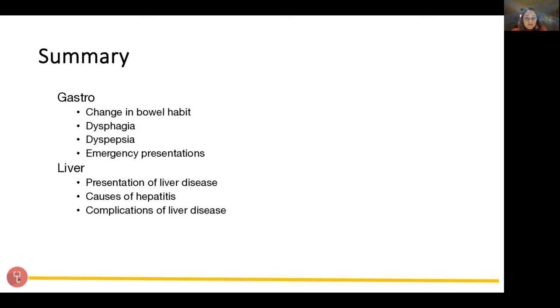And that brings our presentation to a close. So thank you for listening. The first part of the talk was on gastroenterology, and we've covered different causes of diarrhea, causes of dysphagia and how to investigate them, causes of dyspepsia and upper GI bleeding. And in the hepatology section of the talk, we covered presentations of liver disease, causes of acute and chronic liver disease, and complications of chronic liver disease.